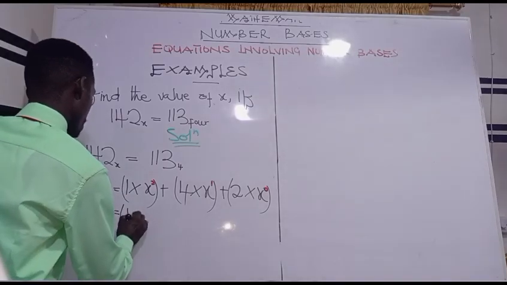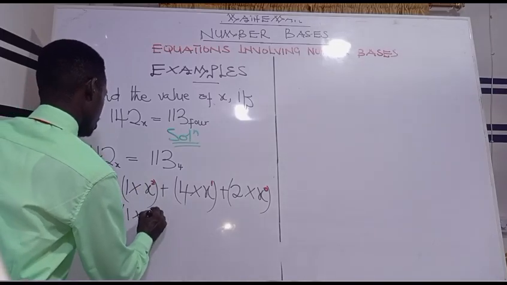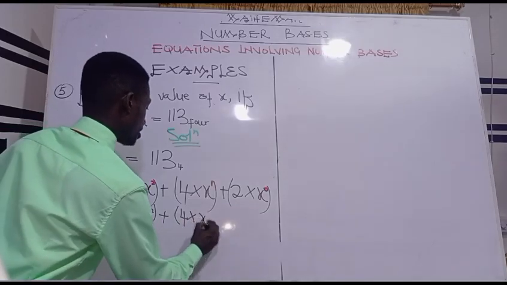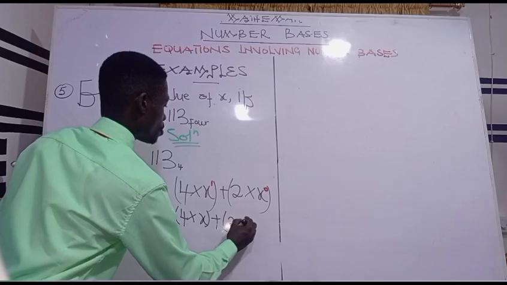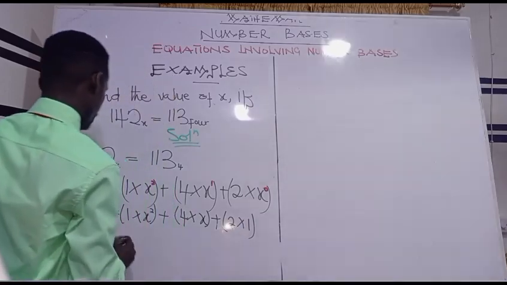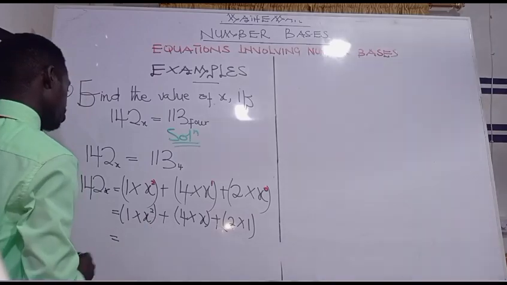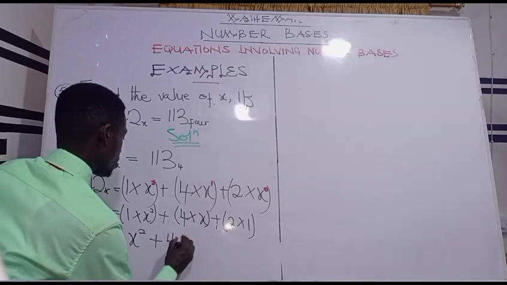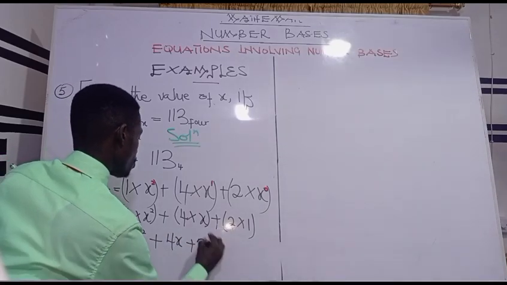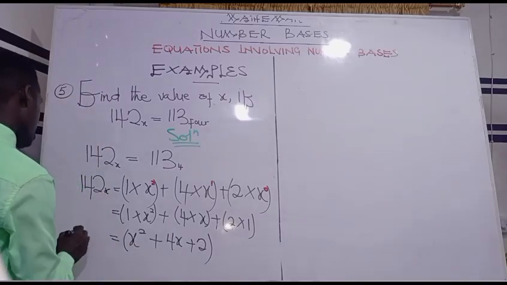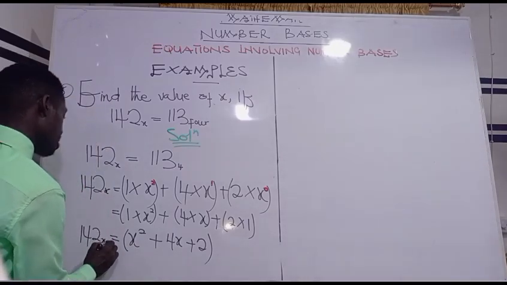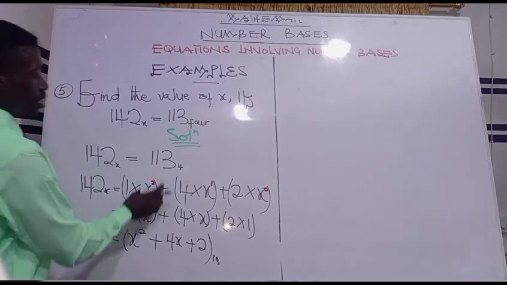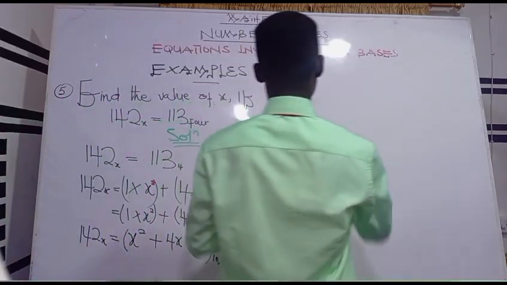So the rest is simplification. So we have 1 times x squared still gives us x squared. Then we have 4 times x power 1 will still give us 4x. 2 times x power 0 gives us 2. So that we can say that 142 base x is equal to x squared plus 4x plus 2 base 10. Good. Now let's convert 113 base 4 to base 10.